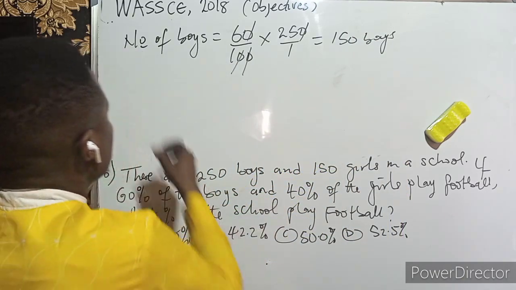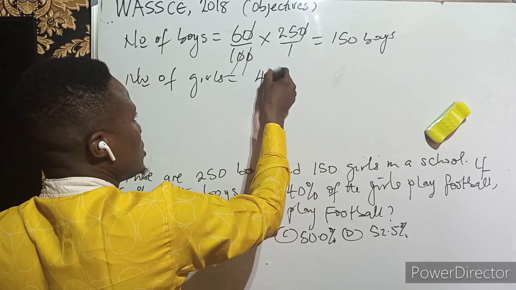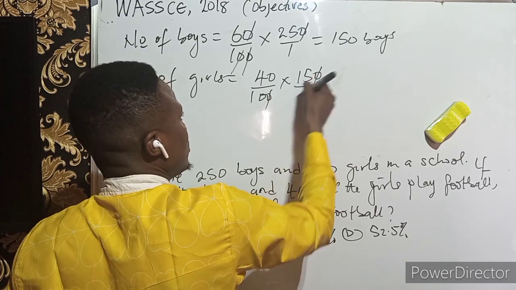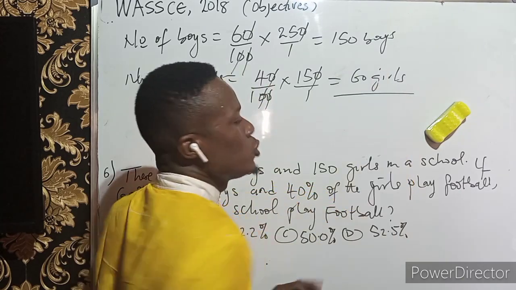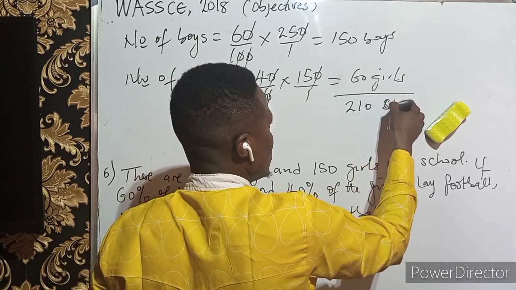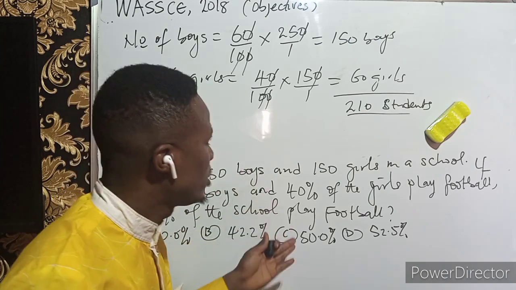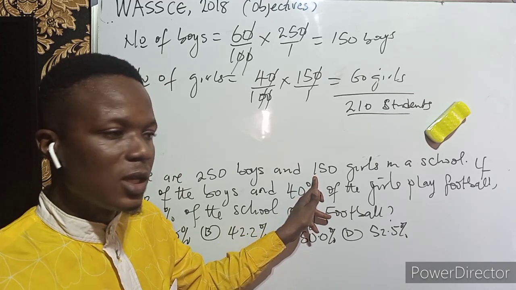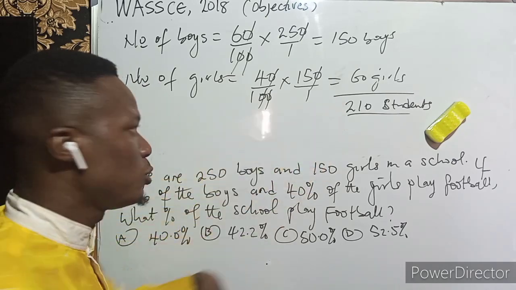For girls, we have 40%. So number of girls will now be 40%, which is 40 over 100, then times 150 girls over 1. You cancel out. 4 times 15 will give us 60 girls. So total students playing football will now be 150 plus 60, which is 210 students. What is the total number of students in the school? The total number of students in the school is 250 boys plus 150 girls, which is 400. Hence, percentage of students playing football will be 210, which are playing football, over total 400.